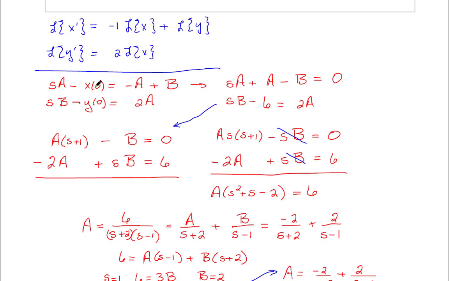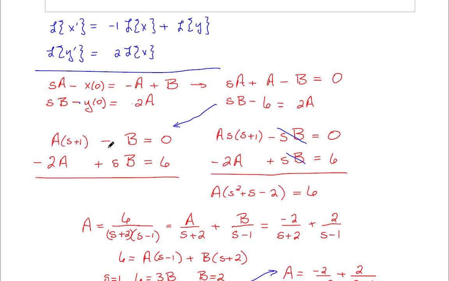So I plug in my initial conditions. y at 0 is 6 and x at 0 is 0. So now I'm going to put together the things with A's and B's. On this first one, I've got A times s plus 1 minus B is 0. And in the second one, move the 2A to the left, the 6 to the right. Now I've got an algebraic system of equations to solve for A and B, and then do the inverse Laplace transform to get back.